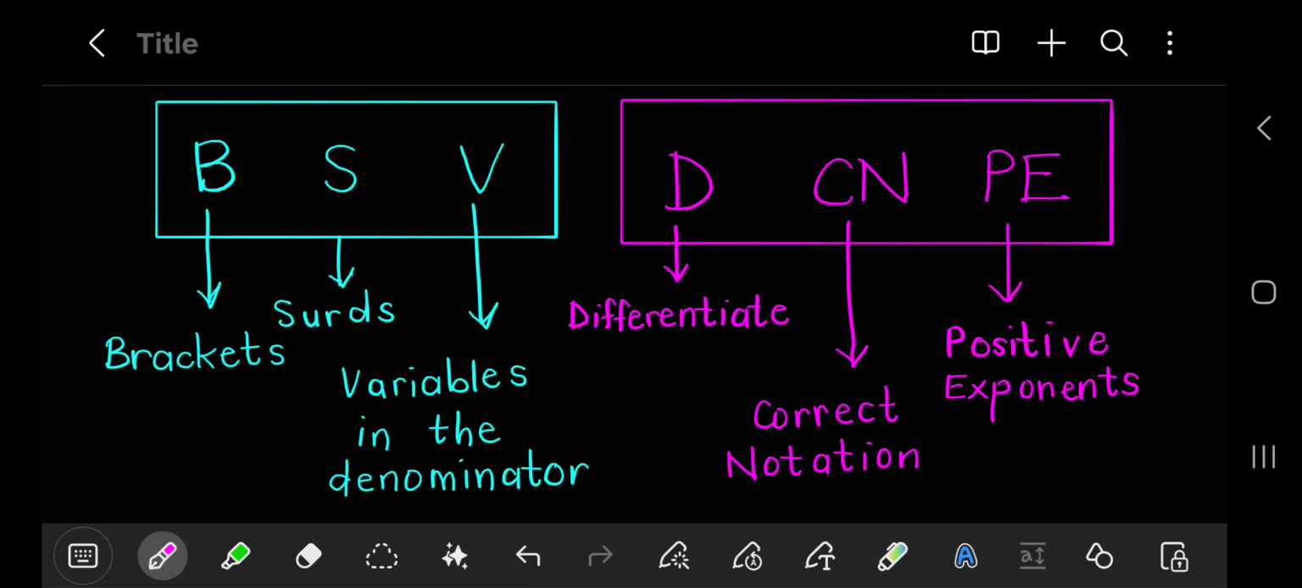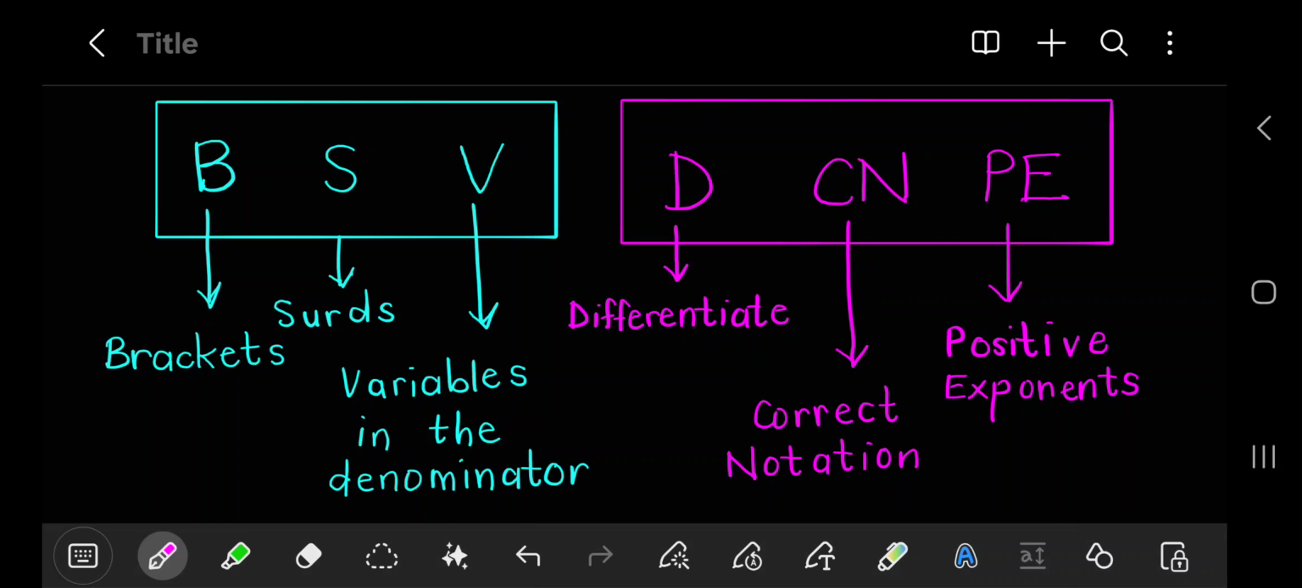Here is the order of simplification so that you can differentiate. Now it's important to remember that there are 3 steps that you need to do in order to simplify the equation before you can differentiate. Firstly, we check for brackets. If there are brackets, we try to get rid of them by multiplying.